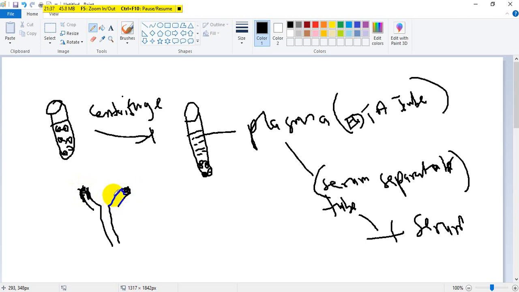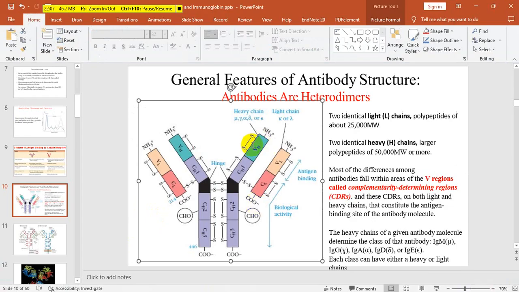If you divide this into two, the first part, from here to here, and from here to here, is the variable chain, and from here to here is the light constant chain. And this all is the heavy chain. This is the constant heavy chain. This is the light chain. So let's go back to our slides. We can see this is the structure, and they are joined together by what?